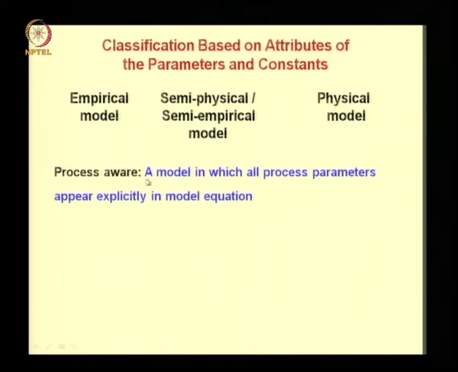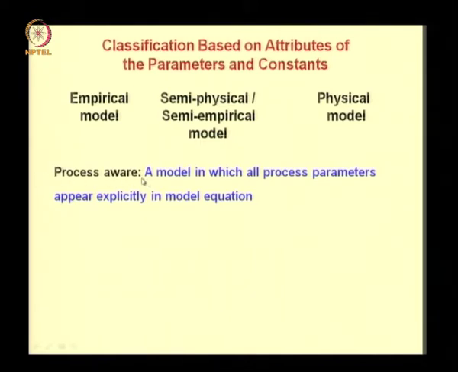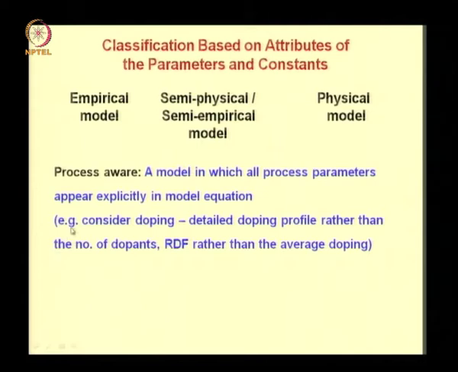The term process aware models. A process aware model is one in which all process parameters appear explicitly in the model equation. For example, if you consider doping as a process parameter, then a process aware model will have a detailed doping profile information rather than just the number of dopants, or it will have information about the random dopant fluctuation rather than just the average value of doping.